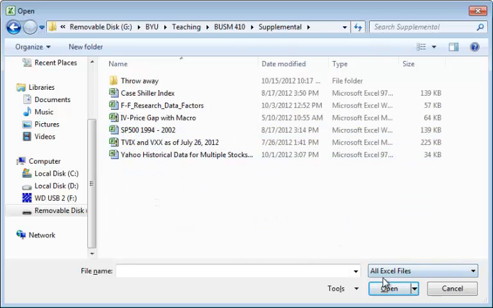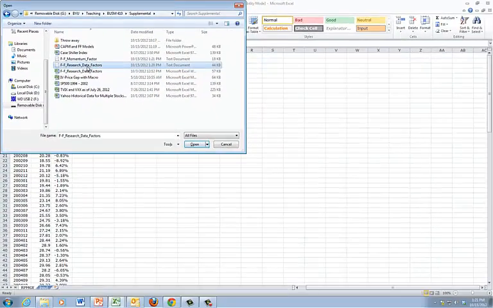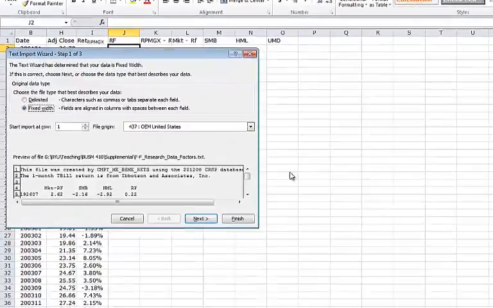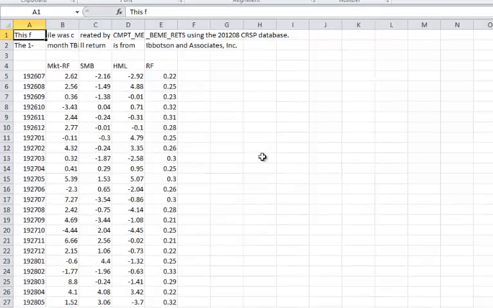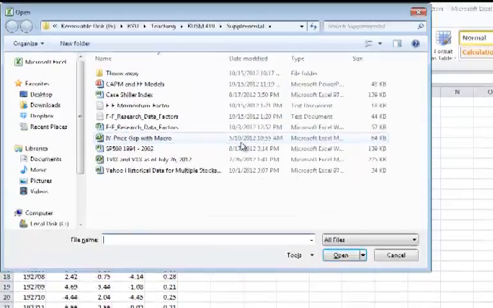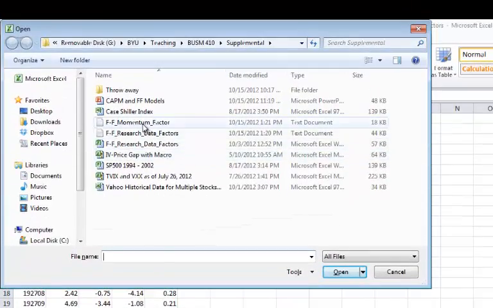And remember, one thing you might have to do down here is click on all files, not just all Excel files. Pull up the Fama French factors and you should be able to click through it. Finish. Okay, good. Now we don't have the UMD factor, so we may as well just put UMD here and go ahead and do this.